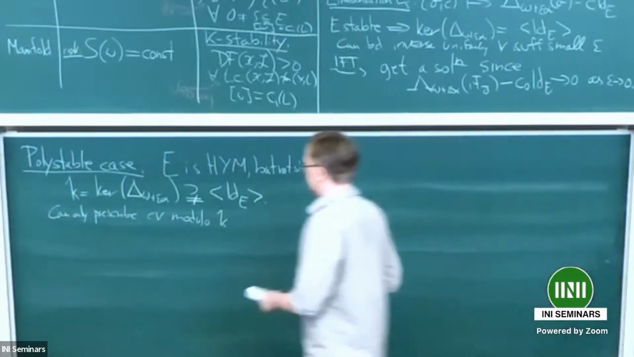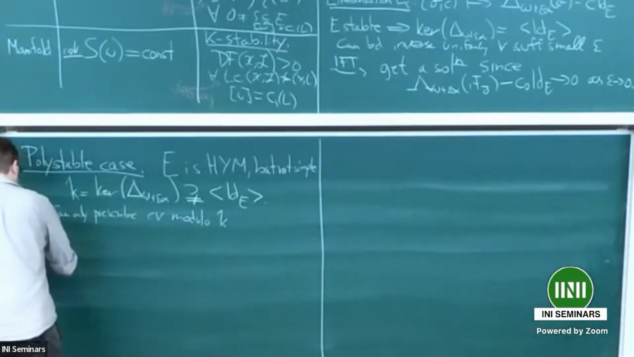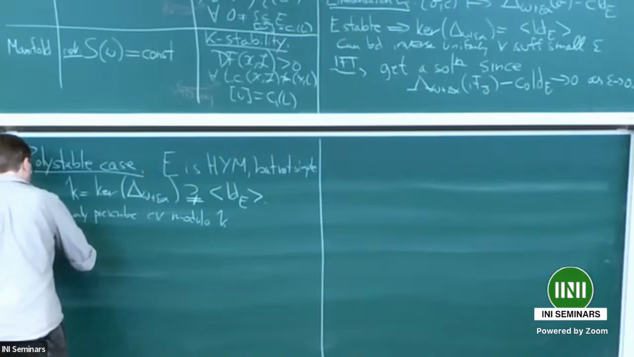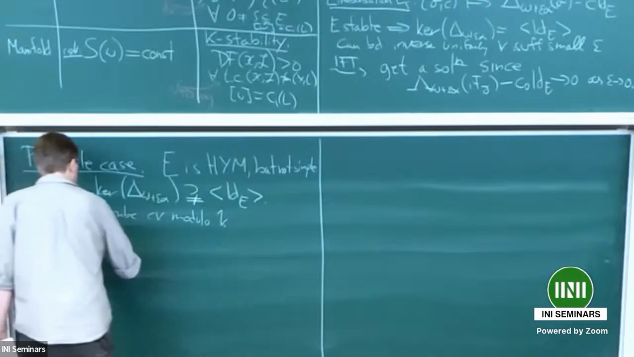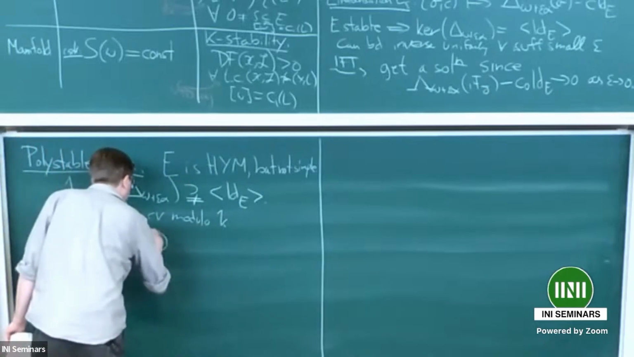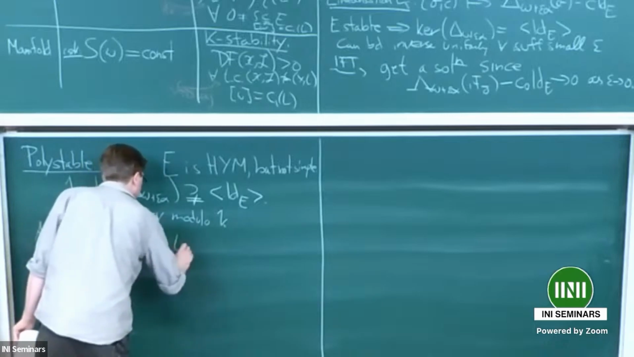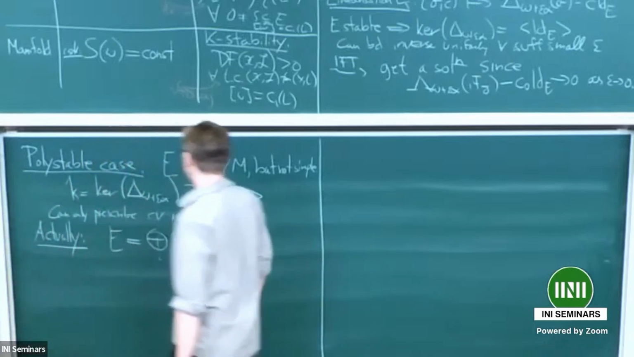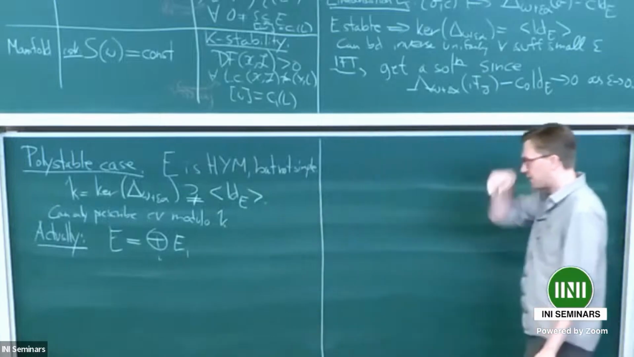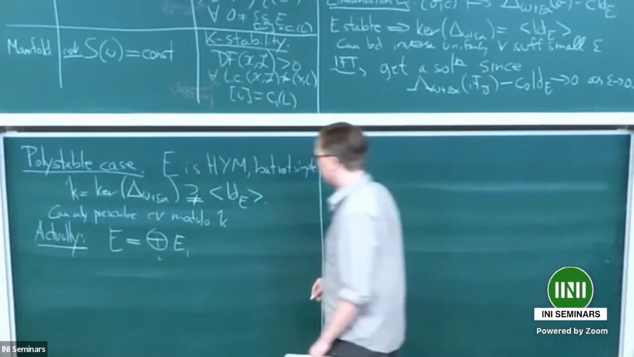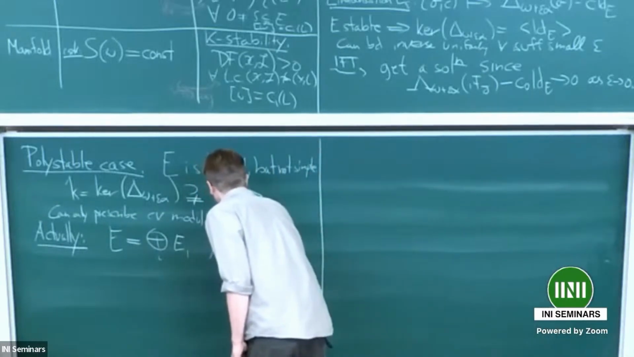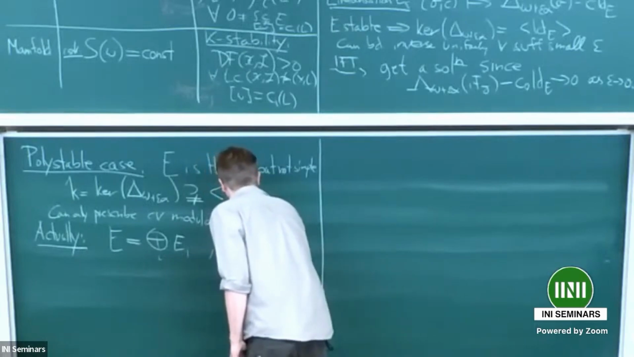And actually, in this vector bundle setting, if E is polystable, then E splits as a direct sum of stable bundles with the same slope.